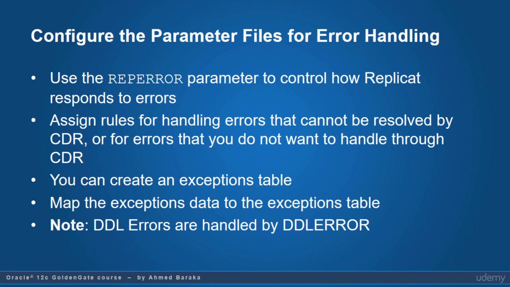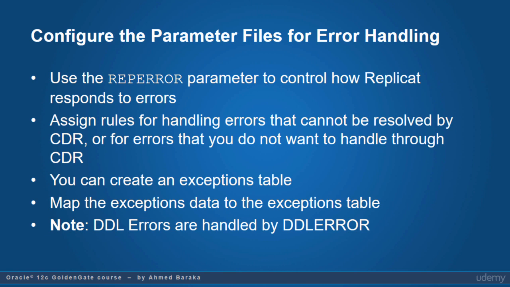You use the REPERROR parameter to configure error handling in the replicate parameter file. For a CDR configuration, you use this parameter to assign rules for handling the errors that cannot be resolved by your CDR, or errors that you don't want the CDR to handle.